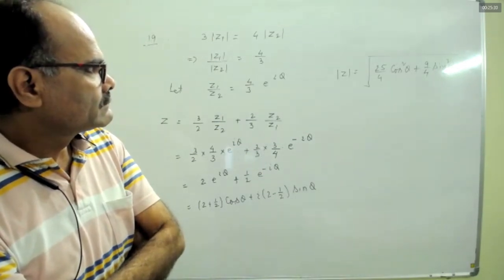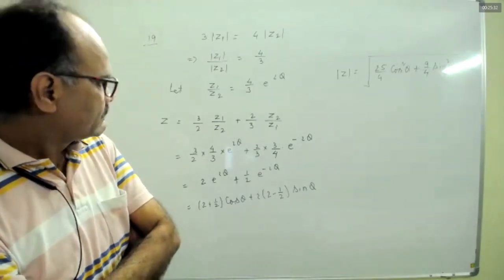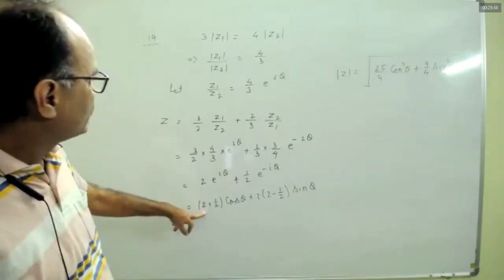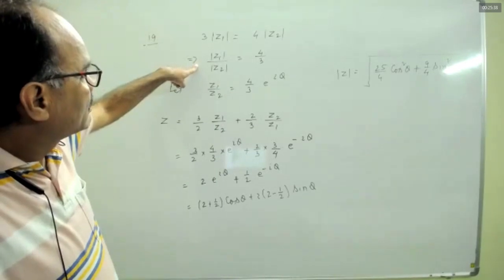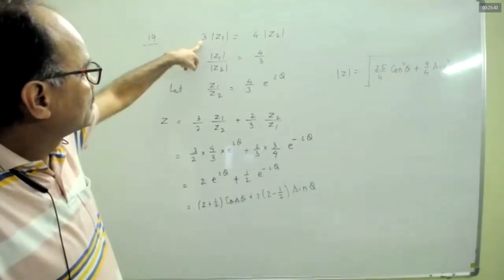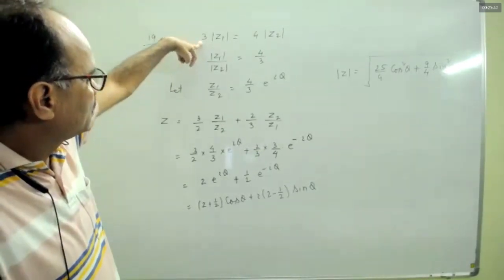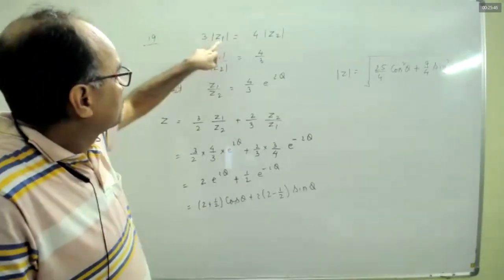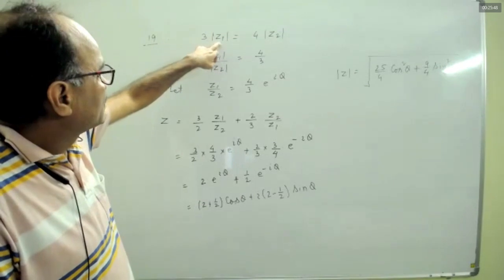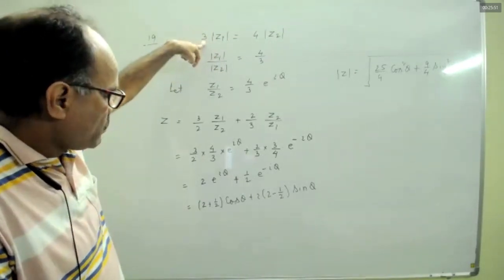Sir, if the question is 3z1 plus 2z2, then we will get imaginary part equal to 0 in the question. If 3z1 equals 2z2, then we will get imaginary part equal to 0. If we go by this process, we are getting an answer which is not there in the options.